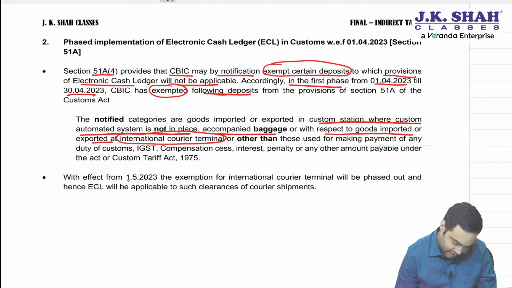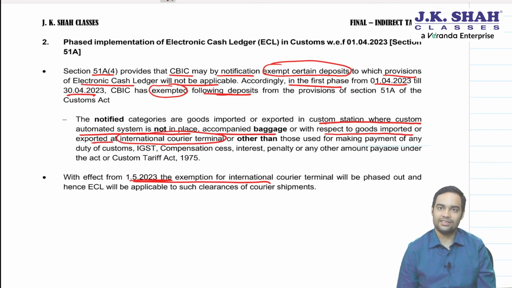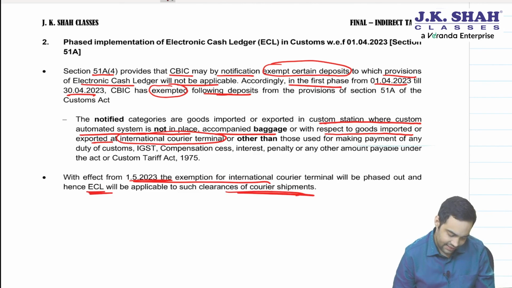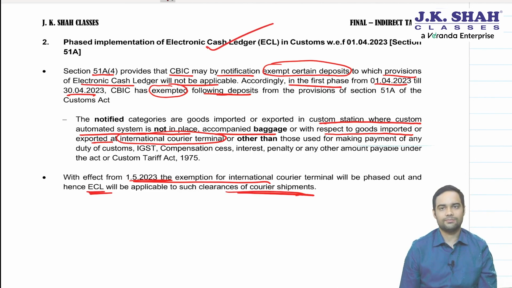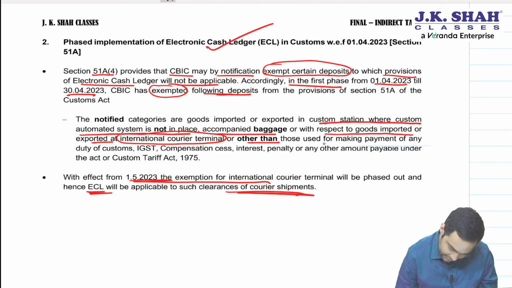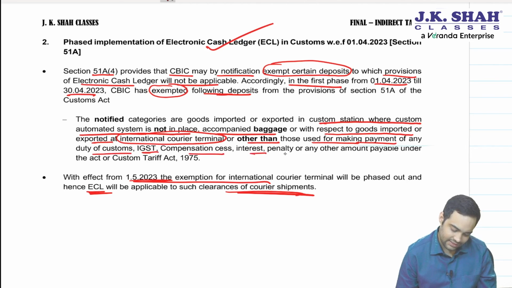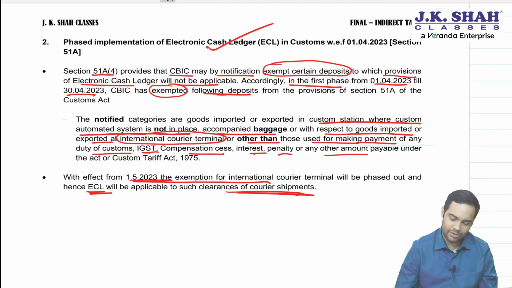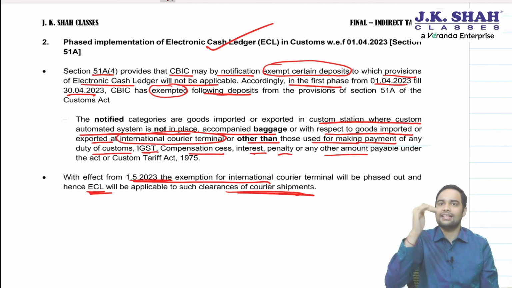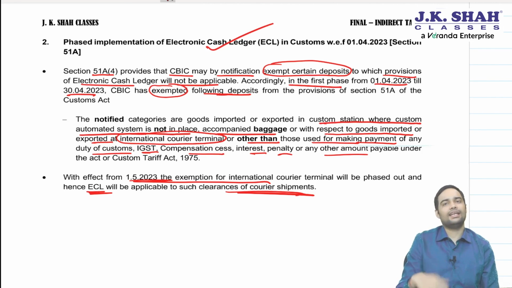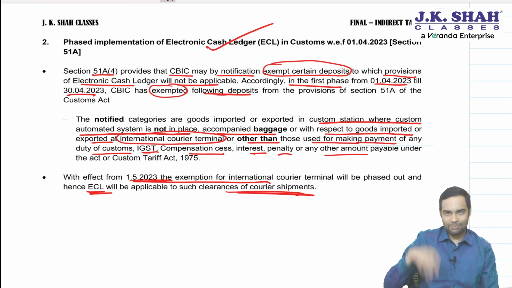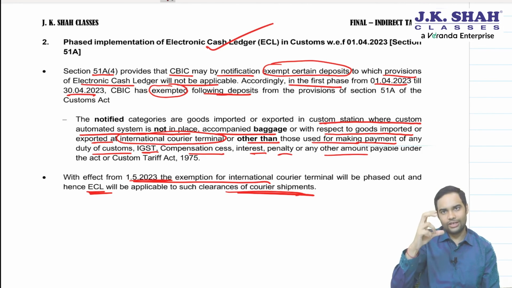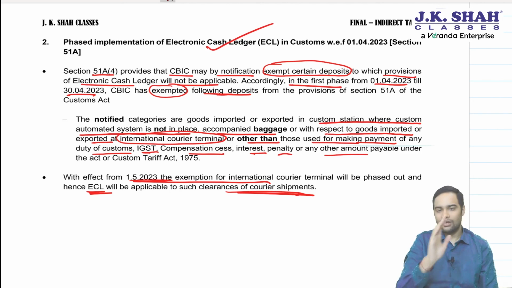This international courier terminal, with effect from 1st May 23, the exemption was removed. So that means for courier shipments, ECL will have to be used, or other than those used for making payment of duty of customs, IGST, compensation cess, interest, penalty, or other amount payable under this act. Anything other than the normal duties is again excluded from eCash, because at present the tool in eCash is only to pay the duties of customs, not anything else. Clear with this?